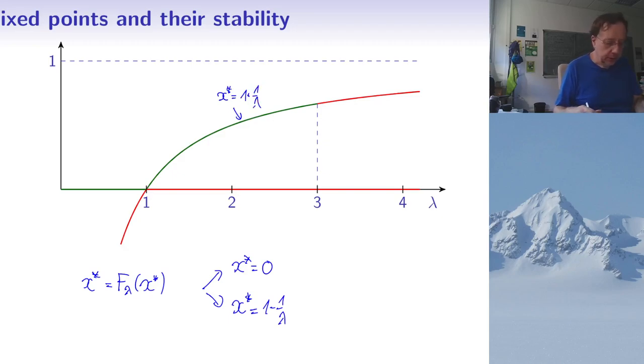And then we also looked at stability, and we found that what is plotted in green here, these are stable, meaning that they attract orbits that start nearby, and the ones which are shown in red are unstable, so they repel orbits starting nearby. So all these are unstable.